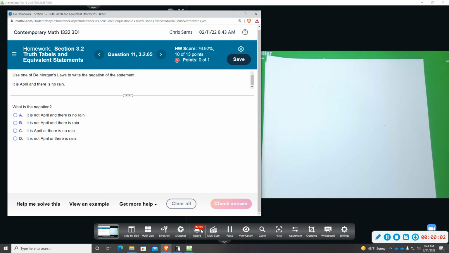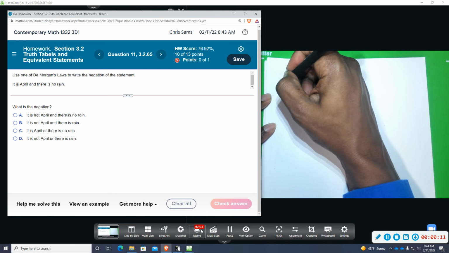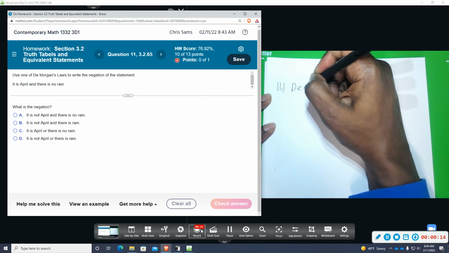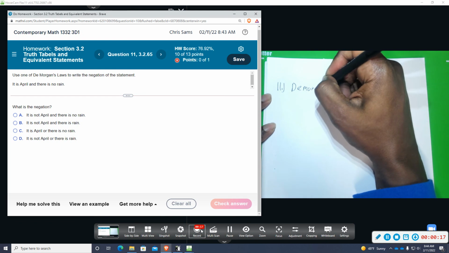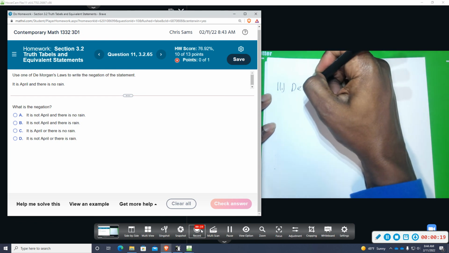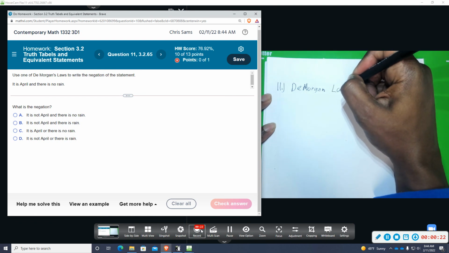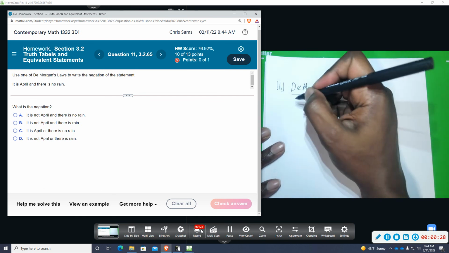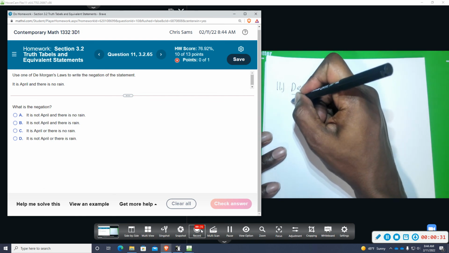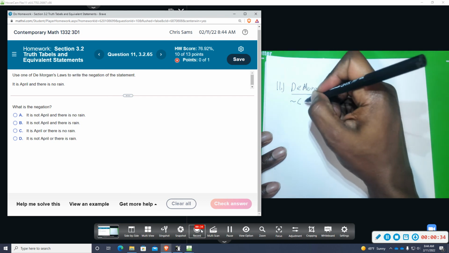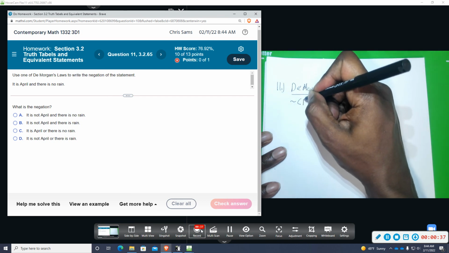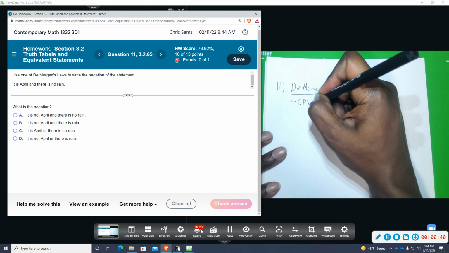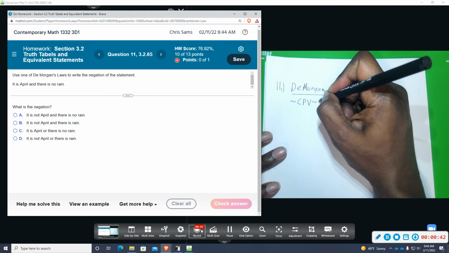All right, number 11, we want to use De Morgan's laws to write the negation of the statement. Okay, so let's recall De Morgan's laws. I believe his name is capitalized here. De Morgan's laws. For example, I'm going to write negate outside of a parentheses, and then I'm going to put P. I'm going to use the V symbol for or, and then I'm going to negate Q.